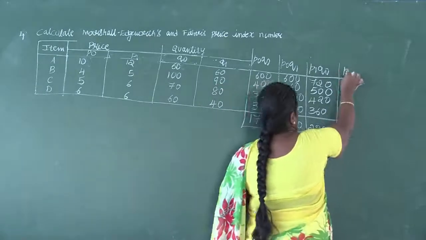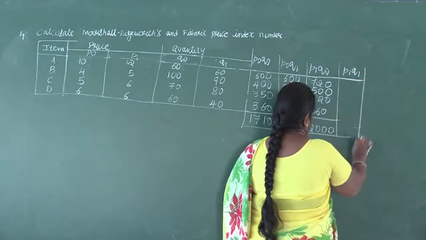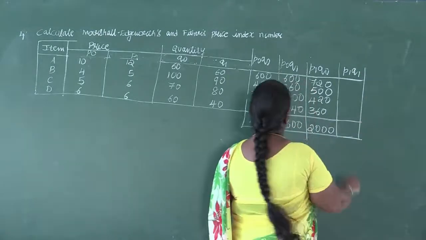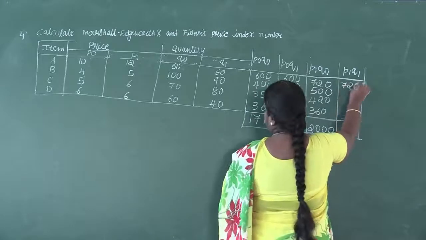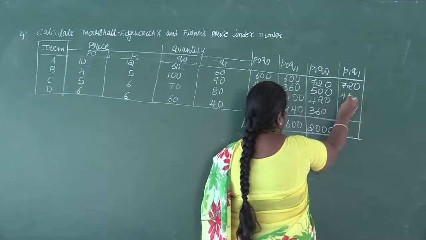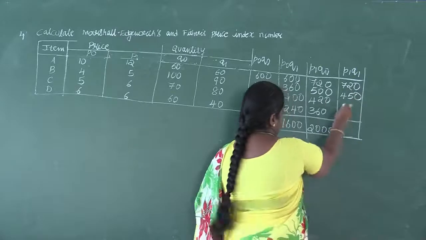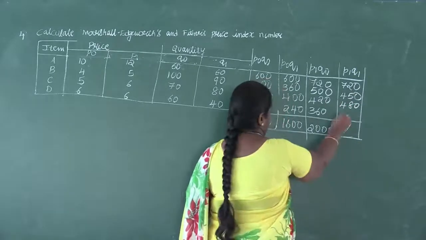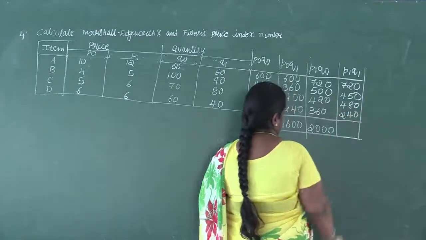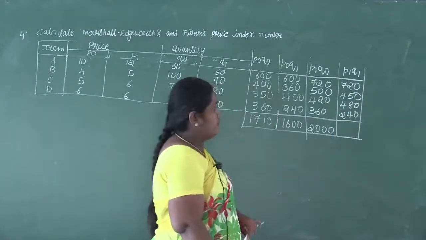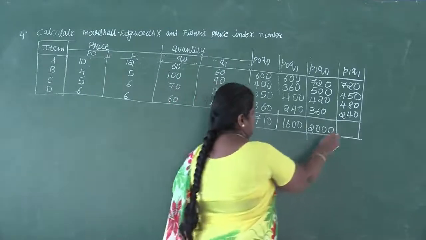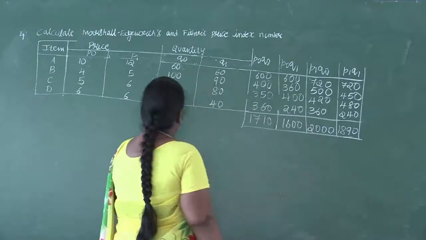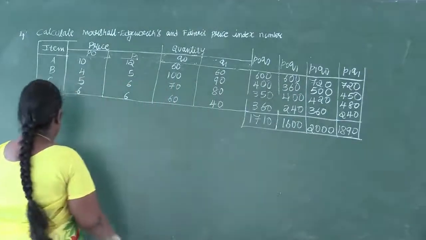Then the last combination of the price and the quantities, that is P1 Q1. So P1 Q1 is 12 into 60, 720. Then 5 into 90, 450. 6 into 80, 480. 6 into 40, 240. Do the total of 720, 450, 480 and 240. Will get 1890. Then we have to calculate Marshall-Edgeworth and Fisher's price index number.